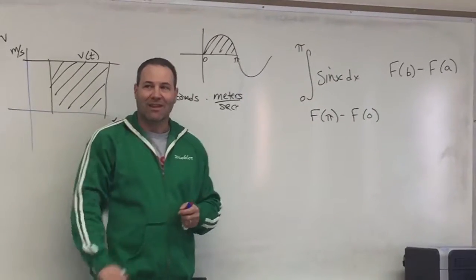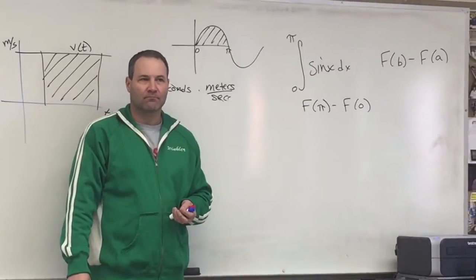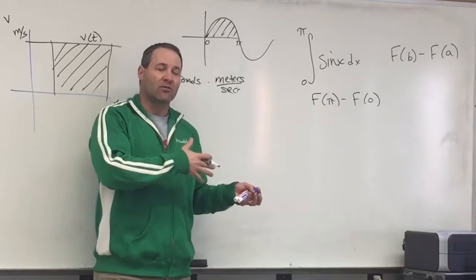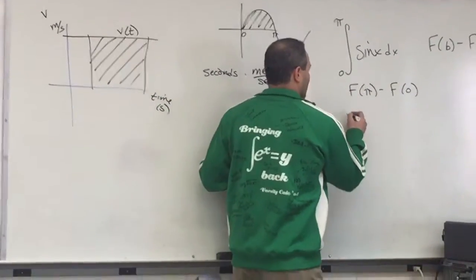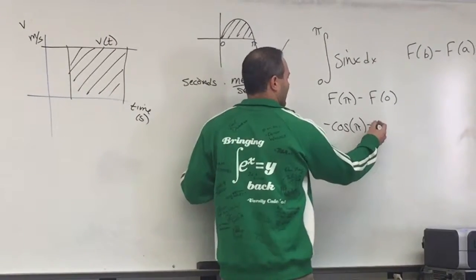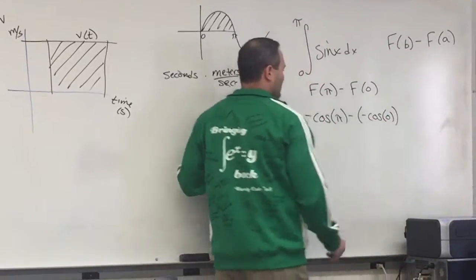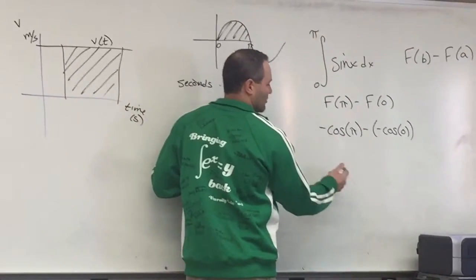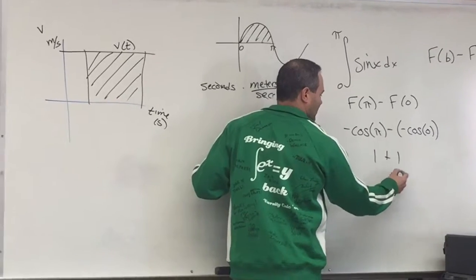So does anybody know what the antiderivative of sine x is? The integral. Negative cosine x? Because if you find the derivative of negative cosine, you'll get sine x, right? So, negative cosine of pi minus negative cosine of 0. Well, cosine of pi is negative 1, the opposite of negative 1 is 1, plus the cosine of 0 is 1, 1 plus 1 is 2.